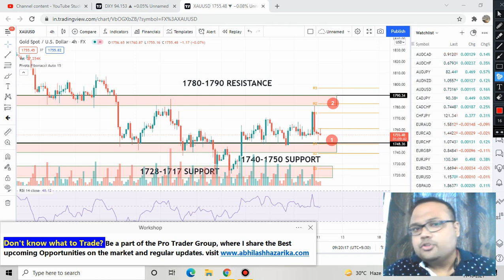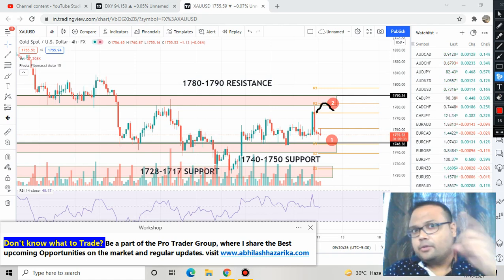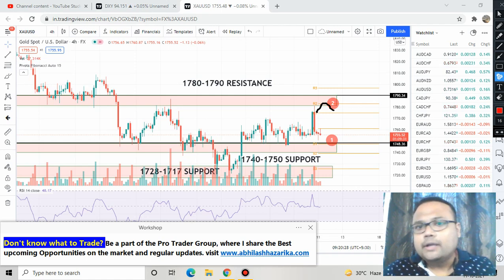good opportunity to short the market at the 1780 to 1790 zone. If the market reverses from this particular level, you can short the market. That is your second trading opportunity: shorting or selling gold at the 1780 to 1790 zone if it reverses.